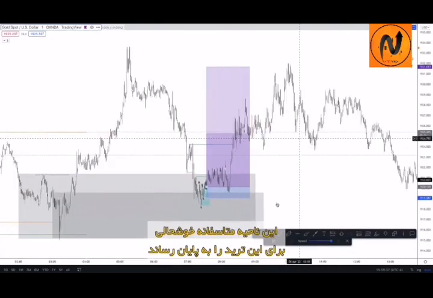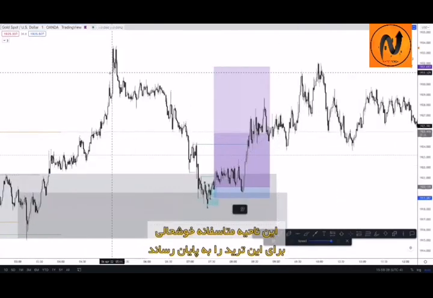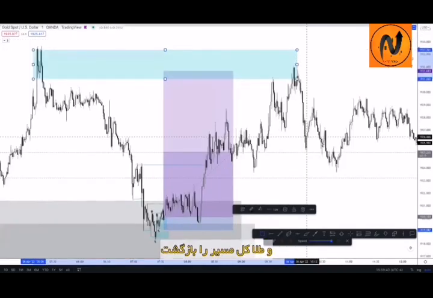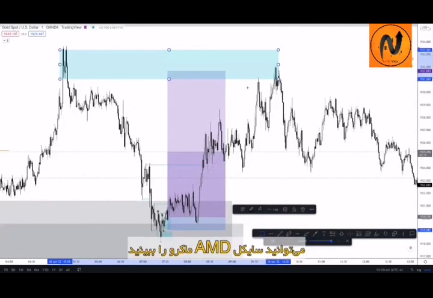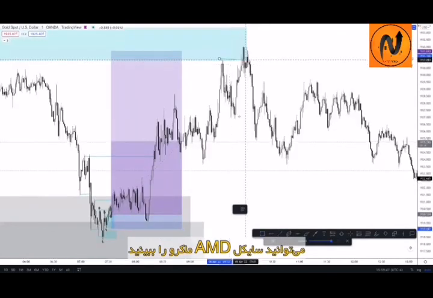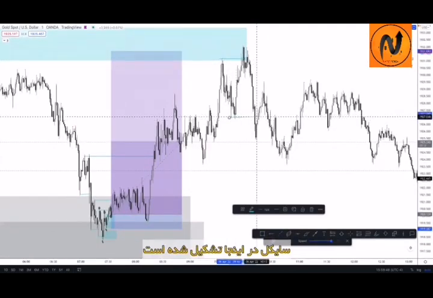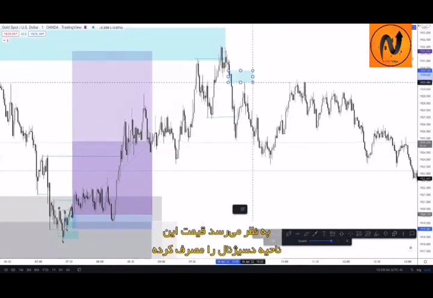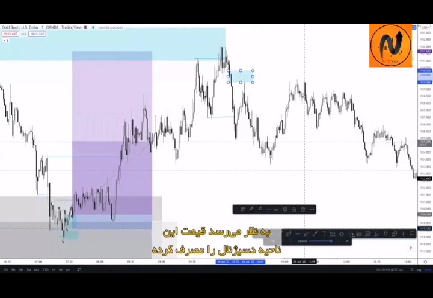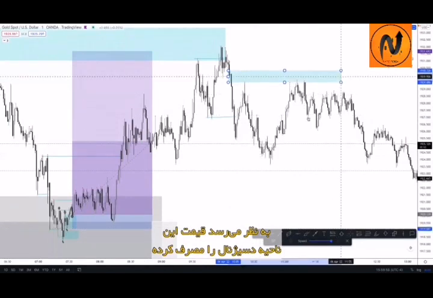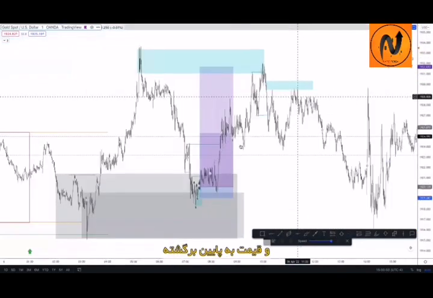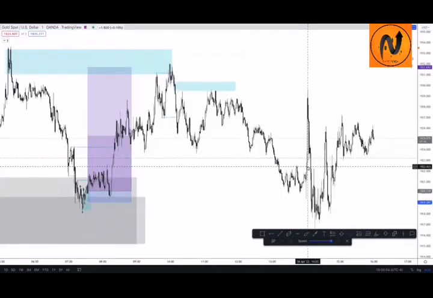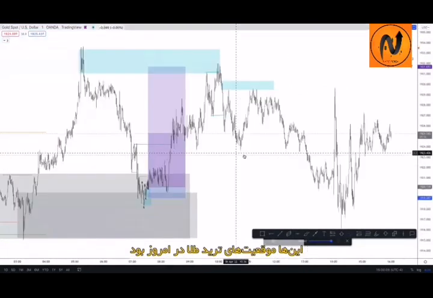And it looks like, unfortunately, this just decided to blow up the party and take gold all the way back down, right? We can see that macro AMD cycle kind of form here, right? And it looks like price came to mitigate this decisional, something like that. Yeah, and take price all the way back down. Yeah, that's pretty much how gold was being traded today.